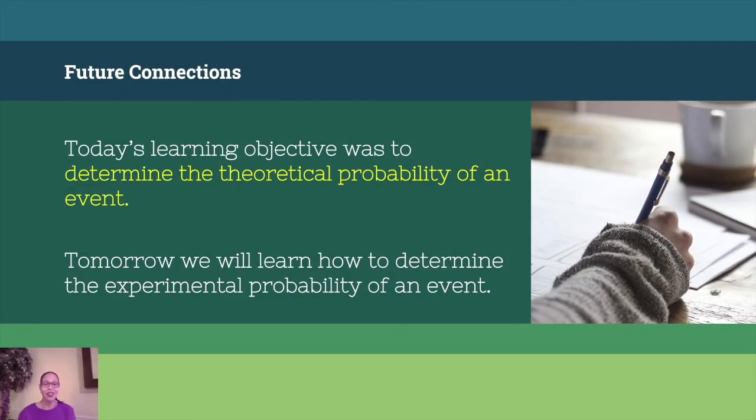So let's take a look at our future considerations. So today's learning objective was to determine the theoretical probability of an event. When we return tomorrow, we actually are going to learn how to determine the experimental probability of an event.